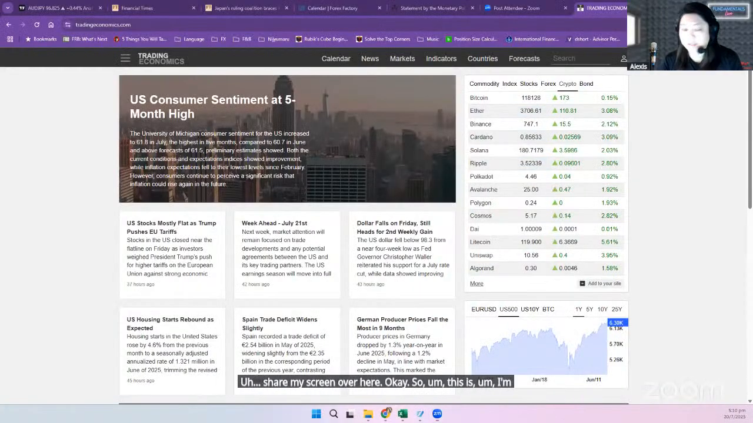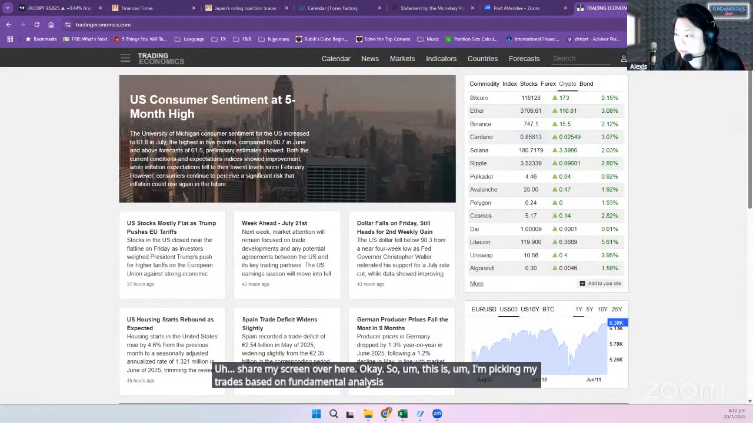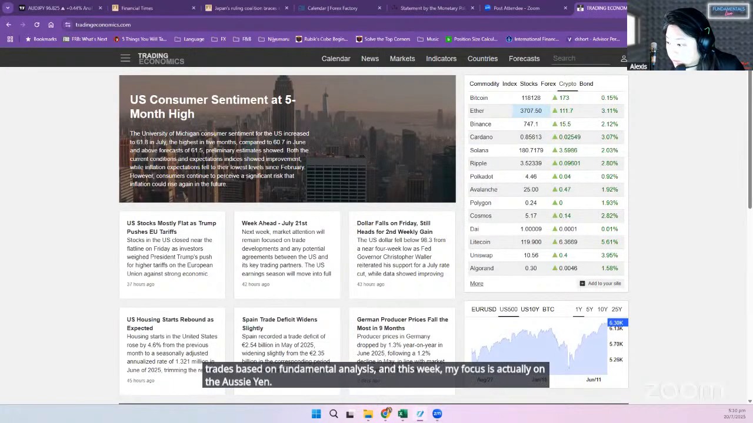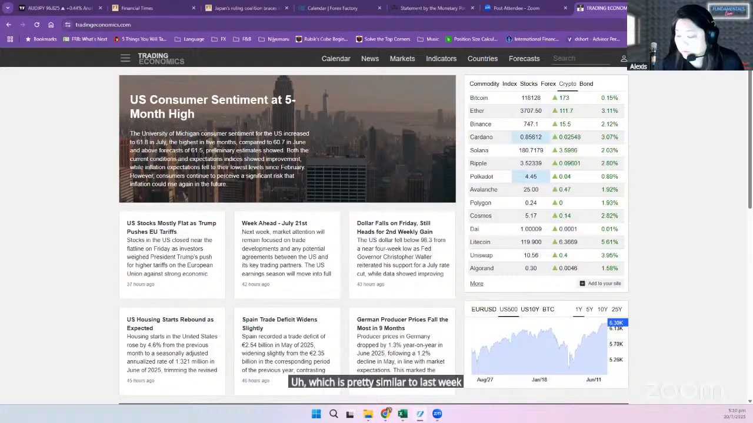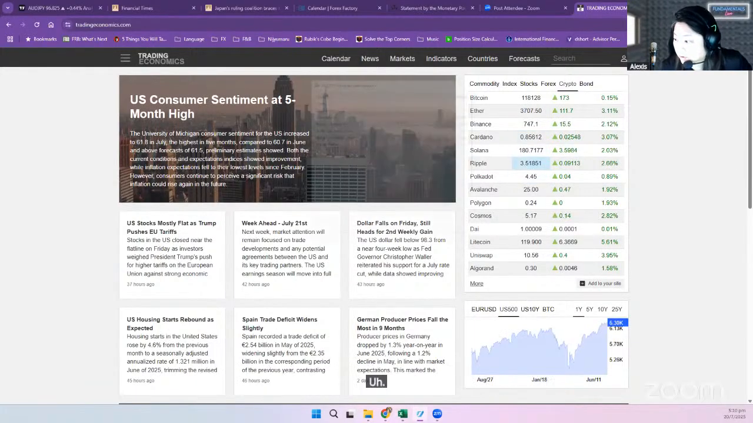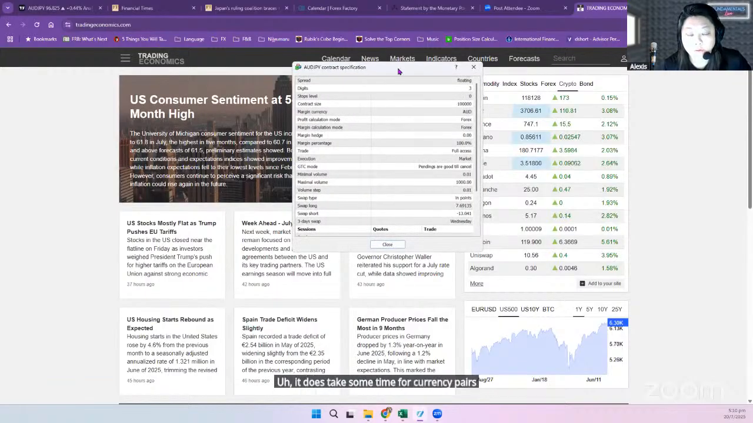Okay. So I'm picking my trades based on fundamental analysis, and this week my focus is actually on the Aussie yen, which is pretty similar to last week for those of you who joined me on my Sunday fundamentals as well. It does take some time for currency pairs to flow.